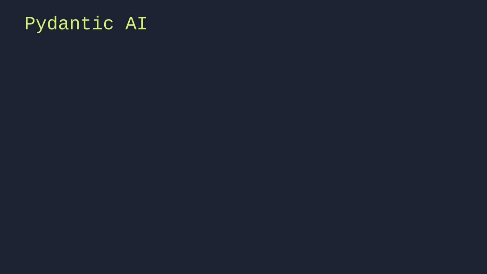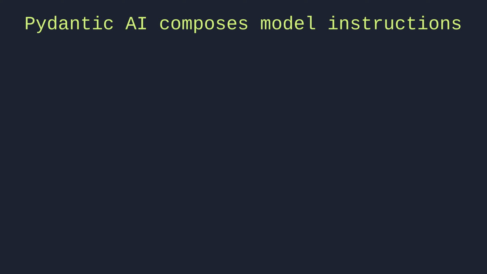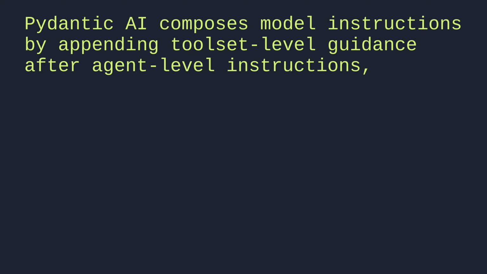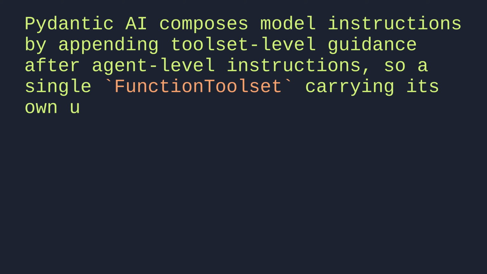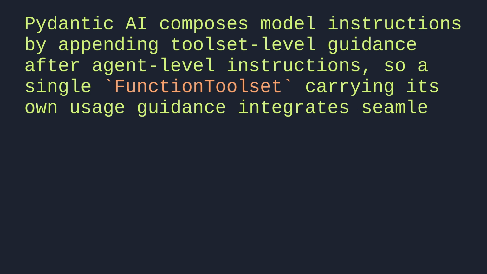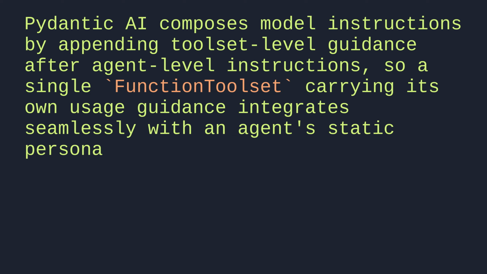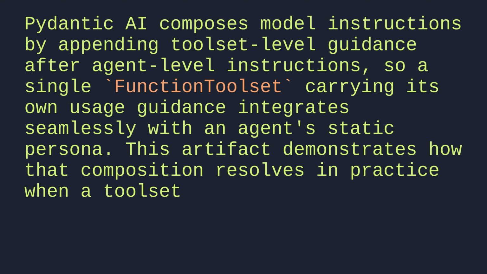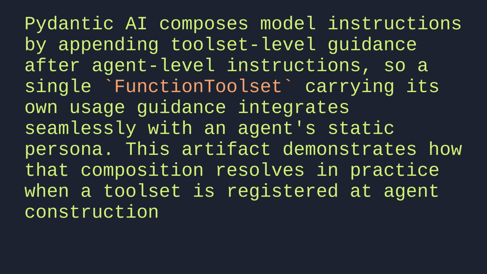Pydantic AI composes model instructions by appending toolset-level guidance after agent-level instructions, so a single function toolset, carrying its own usage guidance, integrates seamlessly with an agent's static persona. This artifact demonstrates how that composition resolves in practice when a toolset is registered at agent construction time.